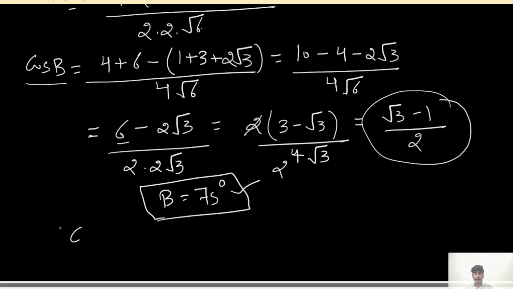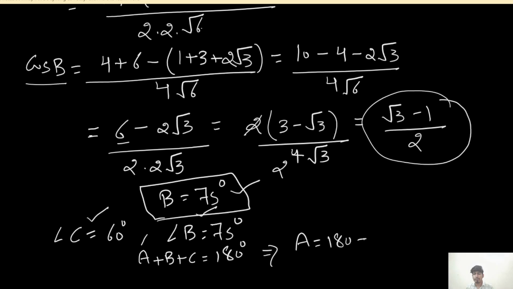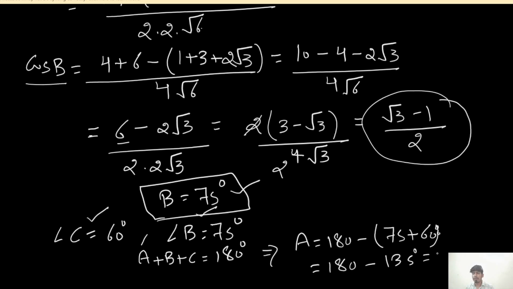Then we have angle C is 60 degrees and angle B is 75 degrees. Okay students, now what is angle A? We know in a triangle the sum of all angles is 180 degrees. B is already known, C is already given, so A is 180 minus (B plus C). B plus C is 75 plus 60 degrees, so this becomes 180 minus 135, and this is 45 degrees.